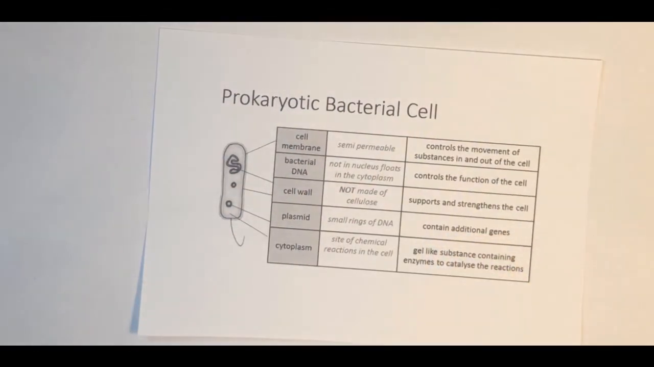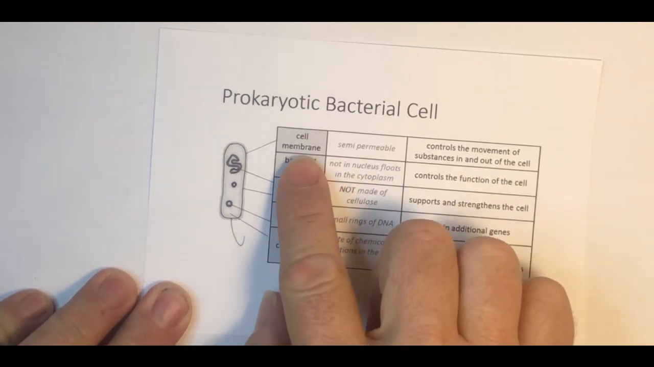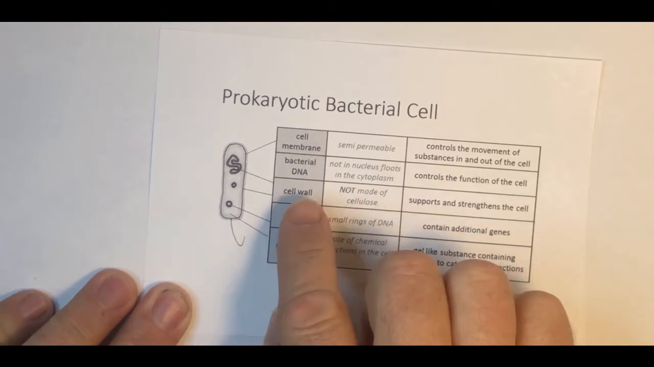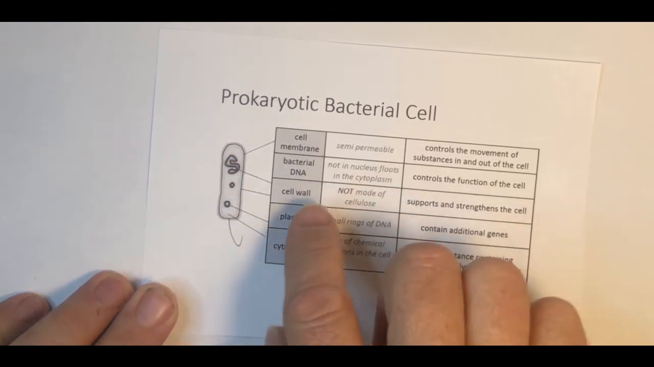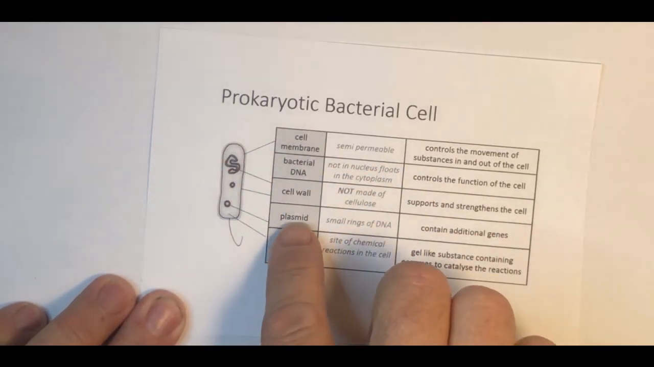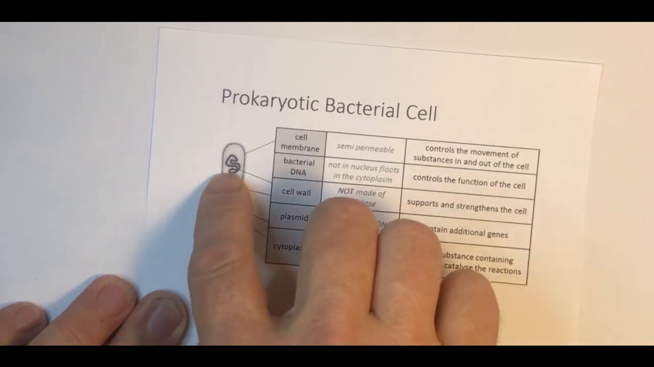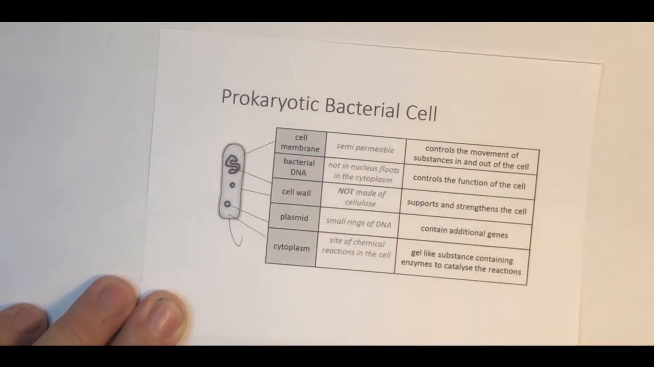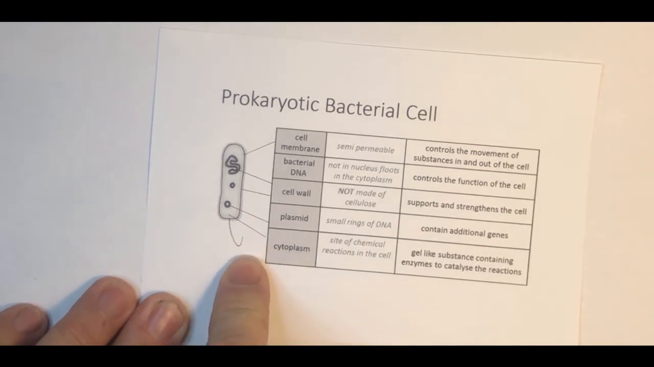Now here is a summary sheet of the prokaryotic bacterial cell. Basically it's got five different individual parts. It's got a cell membrane around the outside. It's got bacterial DNA, which is like a little squiggle inside there. It's got a cell wall, again around the outside. Plasmid, which is like a little circle in there. And then cytoplasm, which is the vast majority of the cell itself. And sometimes it says flagella, which is like the tail at the end there.